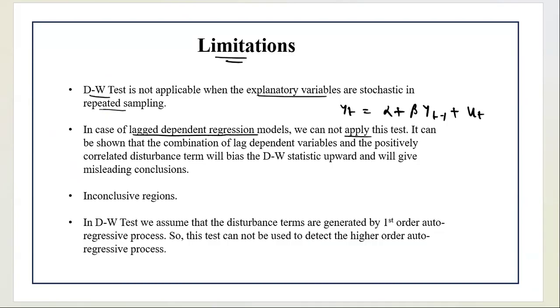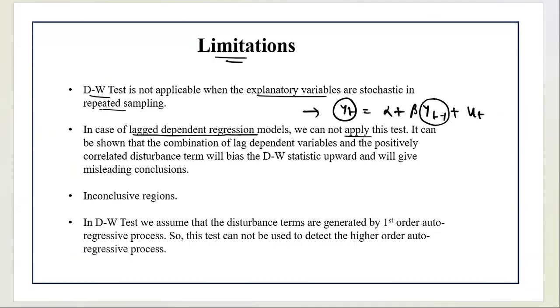Right? If you have this kind of model, this is a lag dependent model. Lag dependent regression model means that Y_t is dependent on its own lag value, right? Its own lag value of order 1, and it can be of higher order also. It could be alpha plus beta Y_t minus 1 plus gamma Y_t minus 2 and so on. It could be of higher order also, but this is the general structure of a lag dependent model.